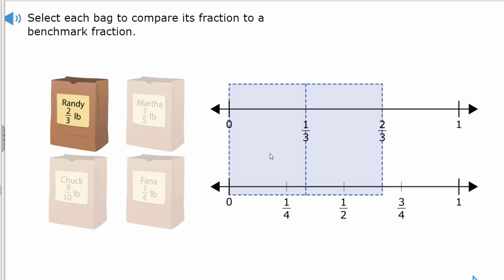Abdulaziz, this is 2/3. Can you see it? Okay, 2/3. Can you see it's more than or less than half? More than half, right? And less than 3/4. So it's between half and 3/4. Okay, let's see the second bag.